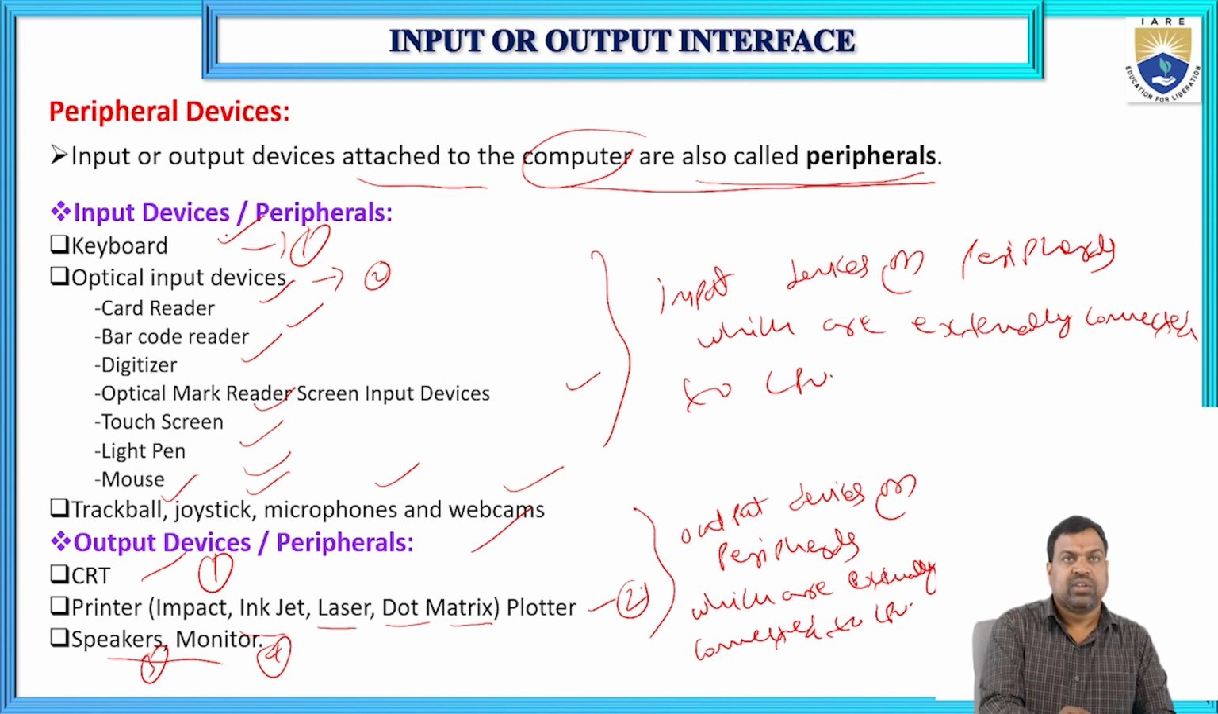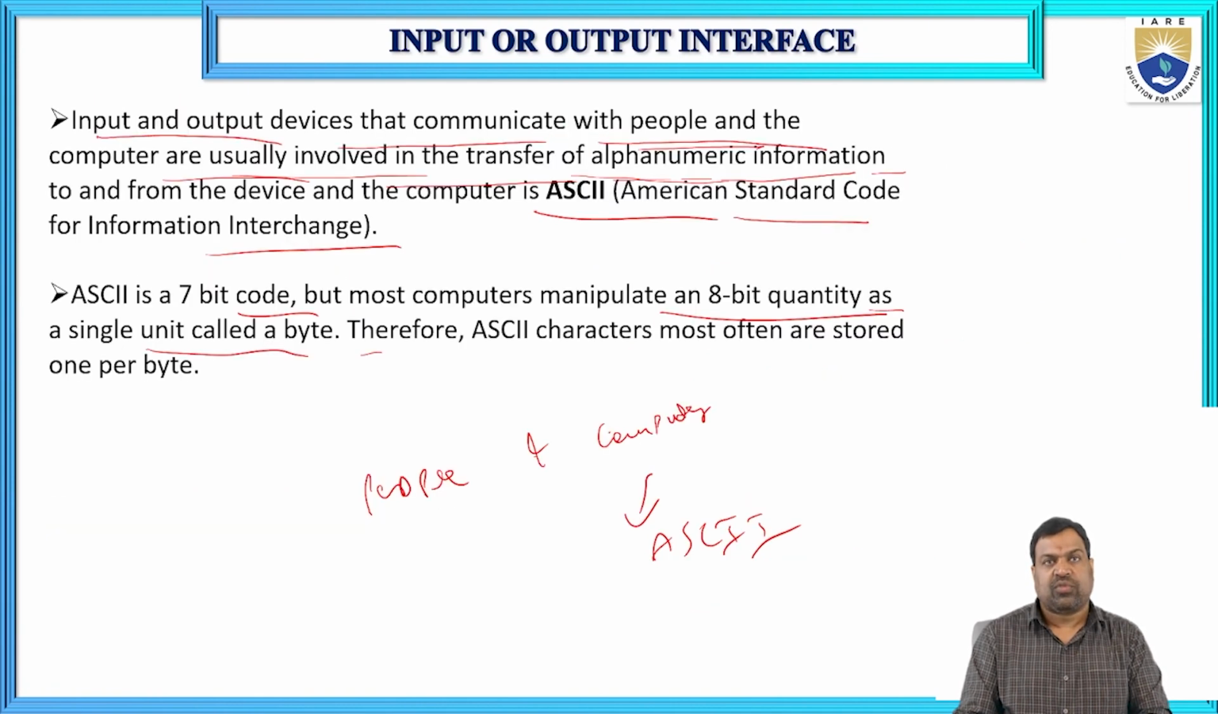So there are input peripherals and output peripherals. Input devices: keyboard, card reader, barcode reader, digitizer, optical mark reader, touchscreen, light pen, mouse, trackball, joystick, microphone, webcams. These are the input devices connected to the CPU. And what are the output peripherals? Cathode ray tube CRT, printer, speaker, monitor. These are the output devices connected from the CPU.